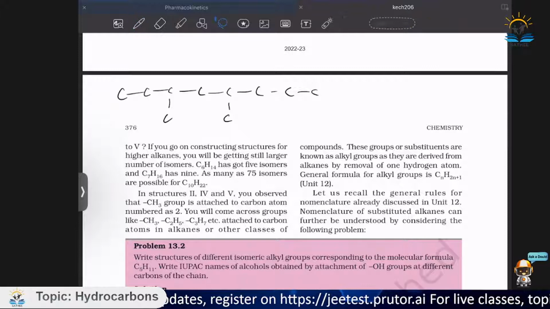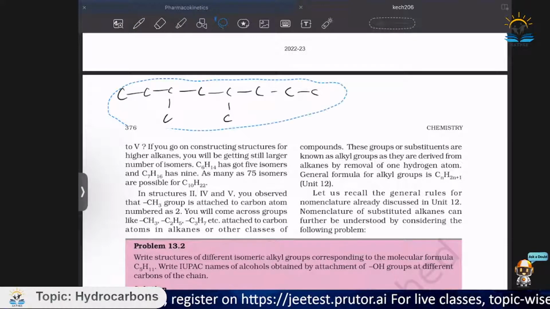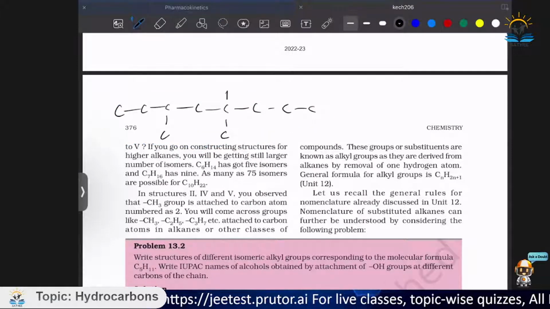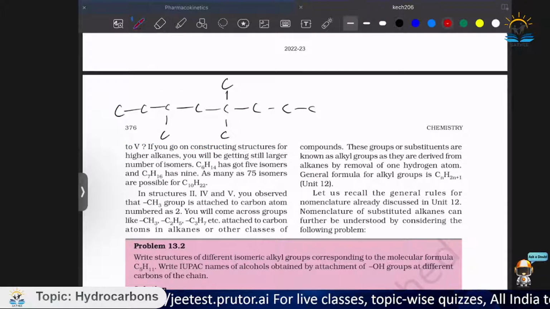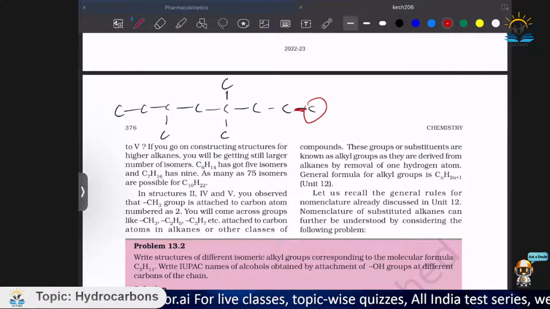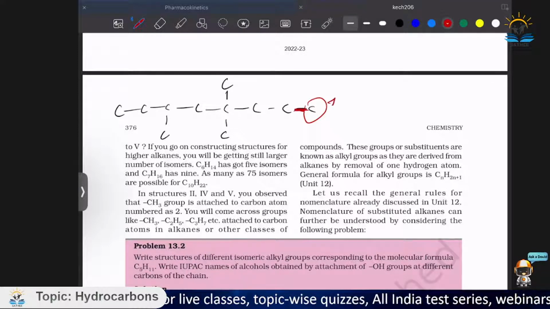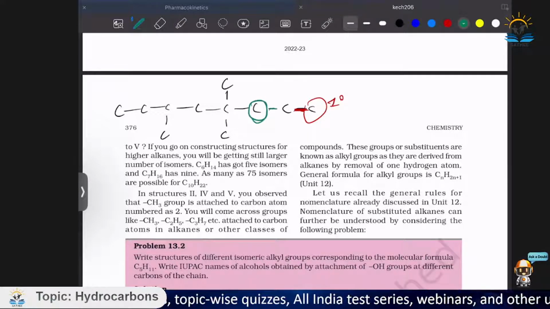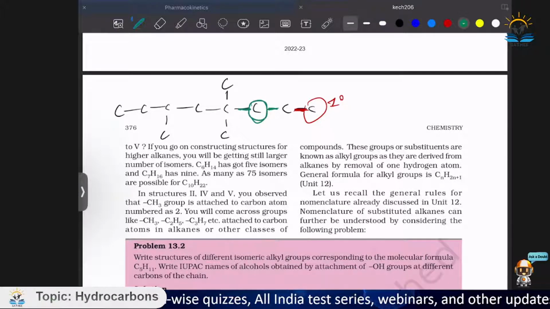Just a second. This is a given hydrocarbon, and this is the exact structure of that hydrocarbon. Now, look at this carbon. This carbon is connected to only one other carbon. So, this is primary. Look at this carbon. This carbon is connected to 2 carbons. So, it is a secondary carbon.